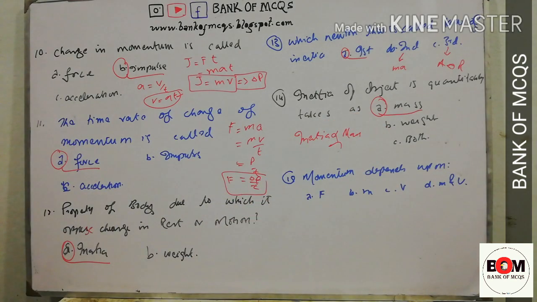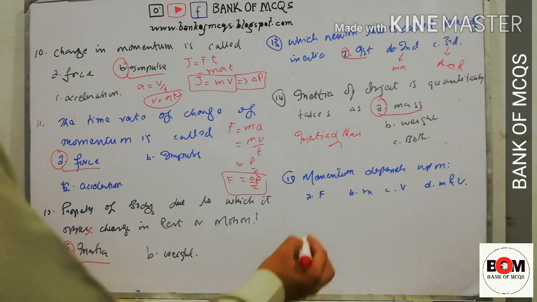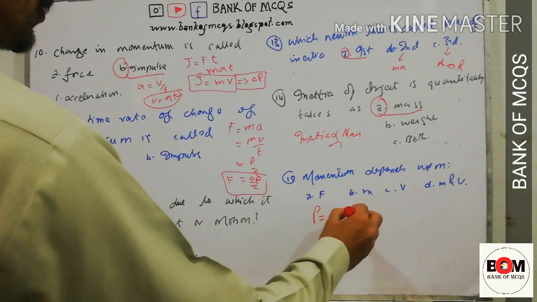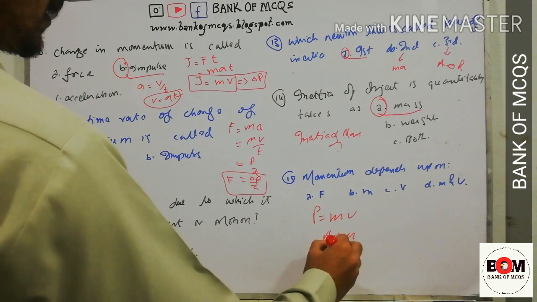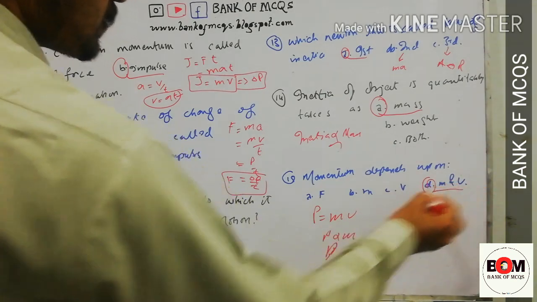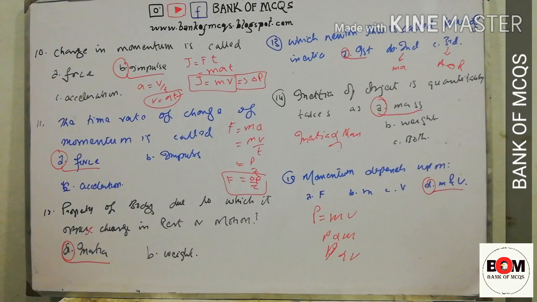Momentum depends upon force, mass, velocity, or mass and velocity. We know that P is equal to mv. So momentum depends on mass, and also momentum depends on velocity. So option D is correct.